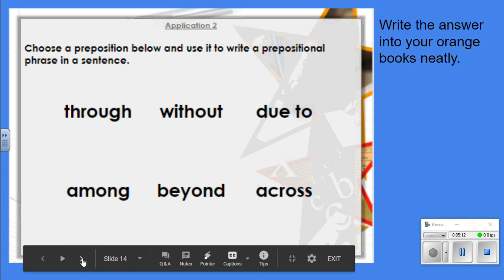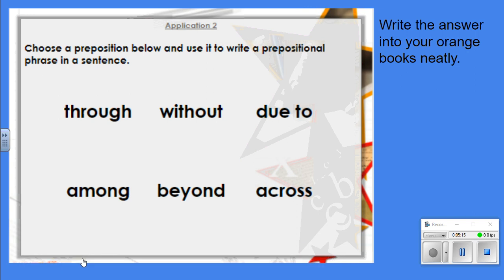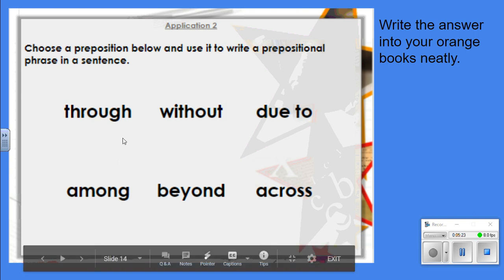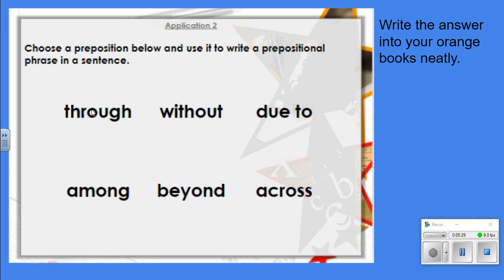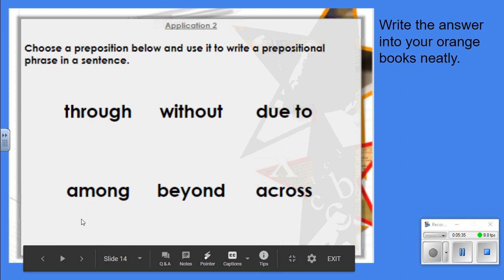Okay, now I want you to choose one of these prepositional words, one of these prepositions, and I'd like you to use it in a prepositional phrase in a sentence, okay? So I chose the word through and I wrote, I walked through the woods. So please can you choose one of these prepositions and write a sentence with a prepositional phrase. Pause the video while you do that.